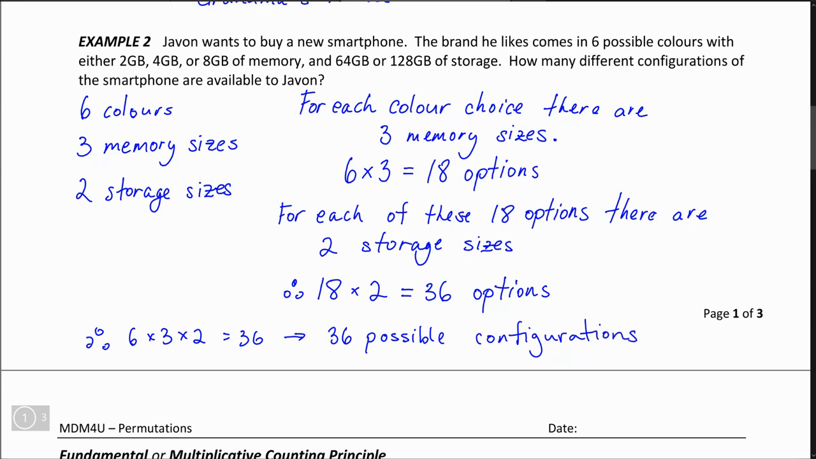And this is often what new smartphone companies would do. They offer you options, different colors, different memory sizes, different storage sizes, and they may not have 36. Maybe they'll just go with the more popular ones, but there will be a number to choose from.